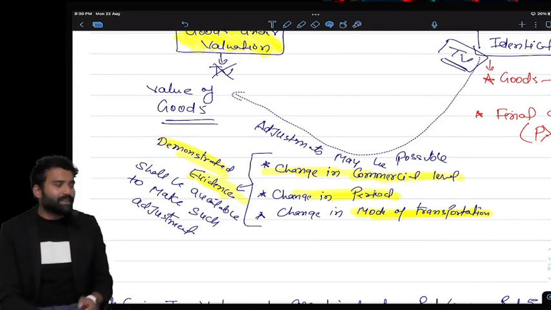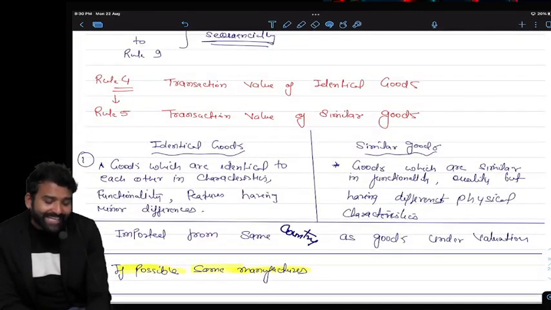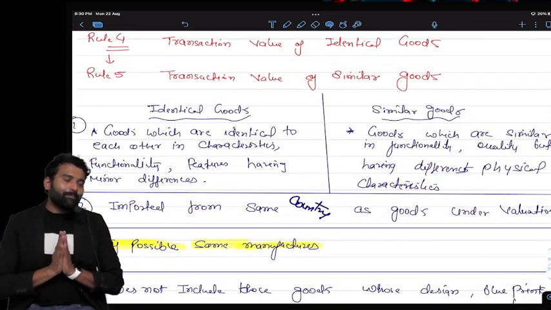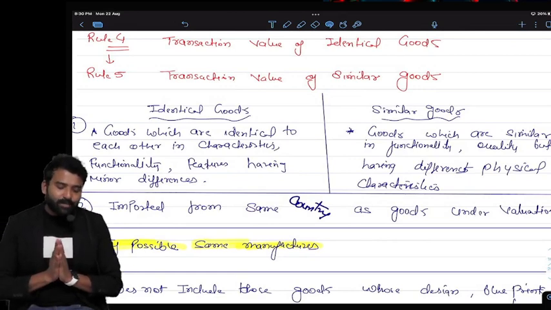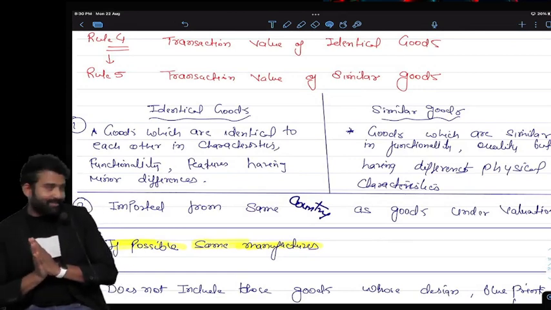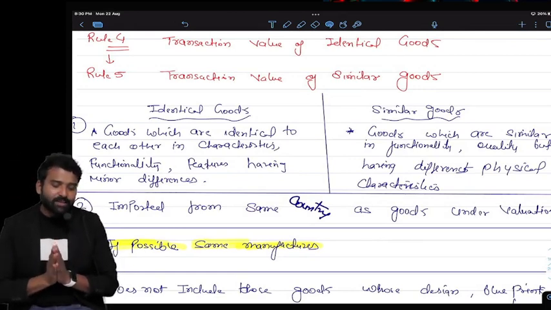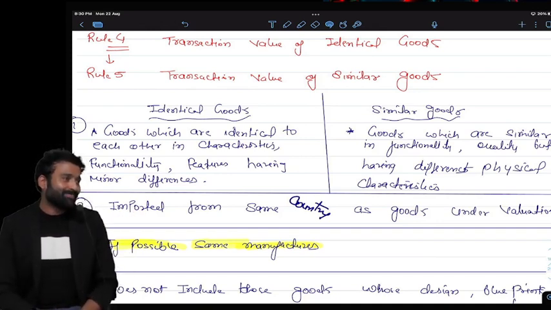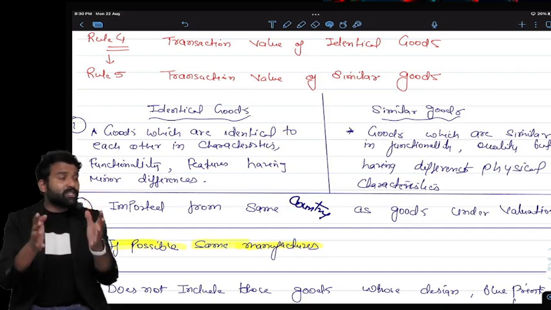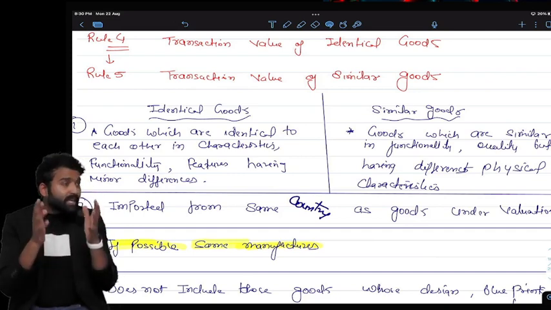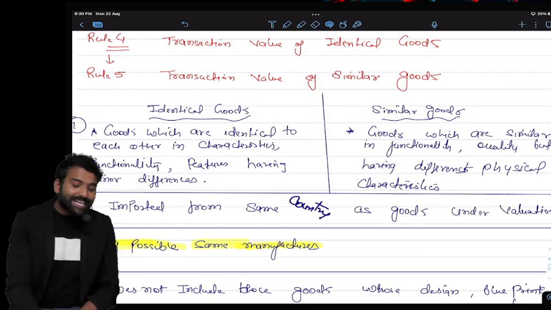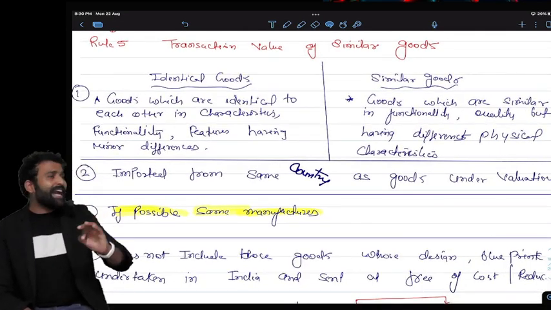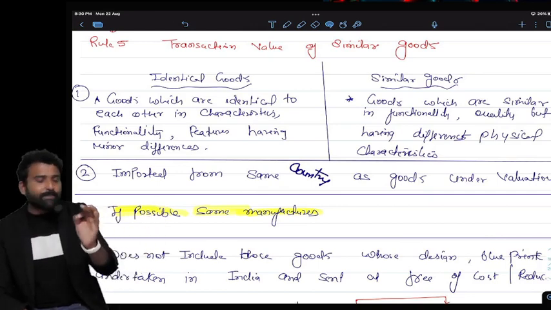There is one question. Sir, what is the difference between identical and similar goods? Both goods are imported from the same country, but what is the difference? What is the difference between identical twins and normal twins? Identical twins means which look the same. Their looks are also the same. So the same difference is there in identical and similar goods. Identical means which are identical in every respect except minor differences.